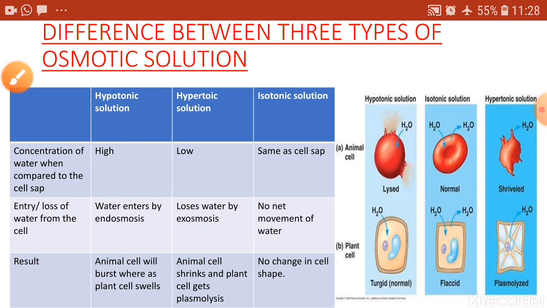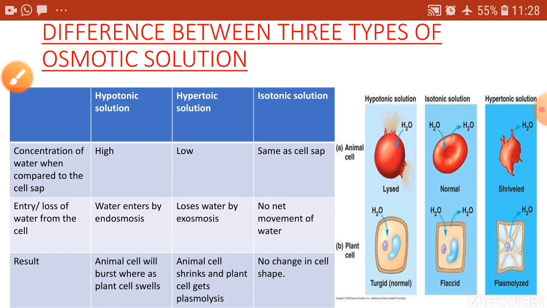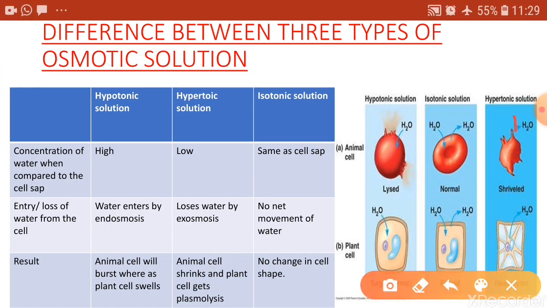Right. Now, in case of a hypertonic solution, when a plant cell or tissue is placed in a hypertonic solution, what you find is that the animal cell is going to shrink, whereas the plant cell will get plasmolized. This is very clearly seen in this picture. In hypertonic solution, the animal cell is going to shrink, whereas the plant cell is going to get plasmolized.